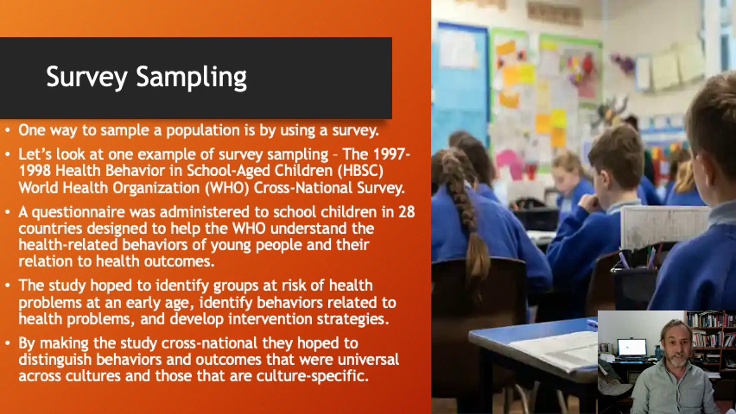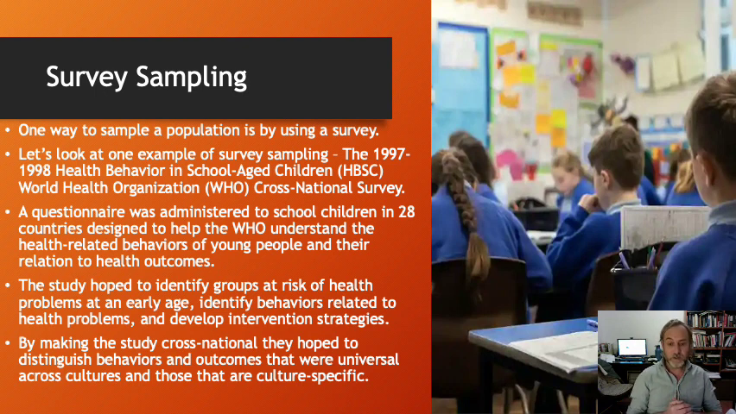So this is the 1997-1998 Health Behavior in School-Aged Children. We'll call it HBSC for short. Cross-national survey by the World Health Organization. So they looked at a number of different countries, 28 different countries, right?